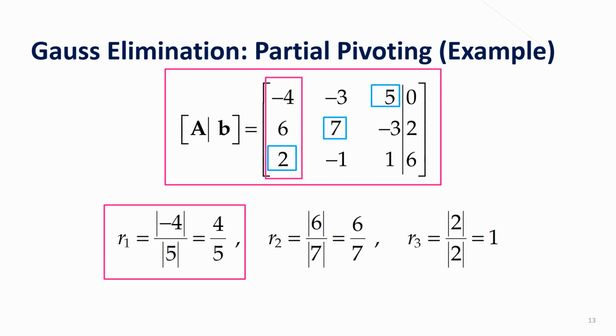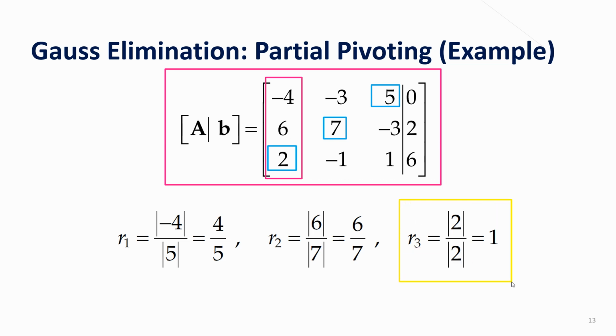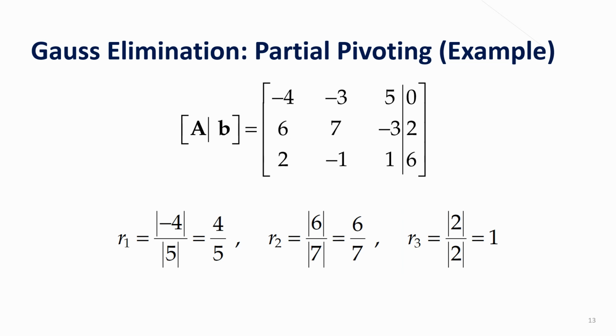Okay, based on this, you can see which one is the largest value of the R. It will be this one, right? Row 3. Correct? Yeah. So you pick R3 as our pivot row.